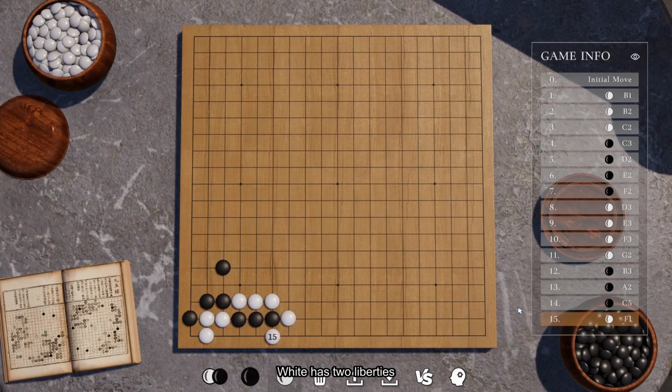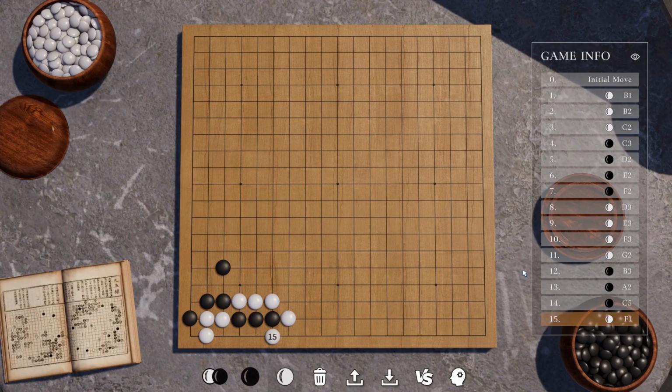On the surface, white has 2 liberties and black has 2. But actually, because white has a hidden liberty here, black cannot play inside. So white actually has 3 liberties, while black only has 2. As we learned, more liberties beat fewer liberties. So black, these 3 stones are already captured by white.